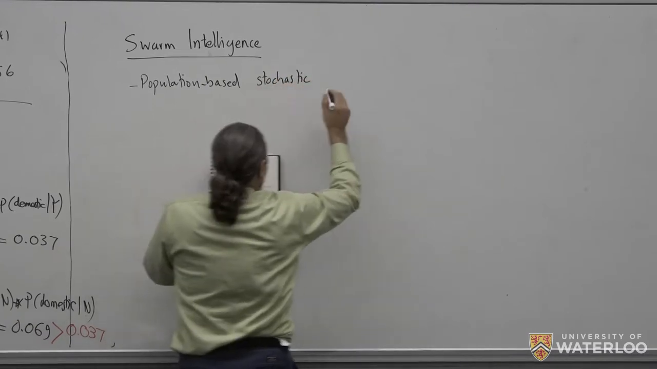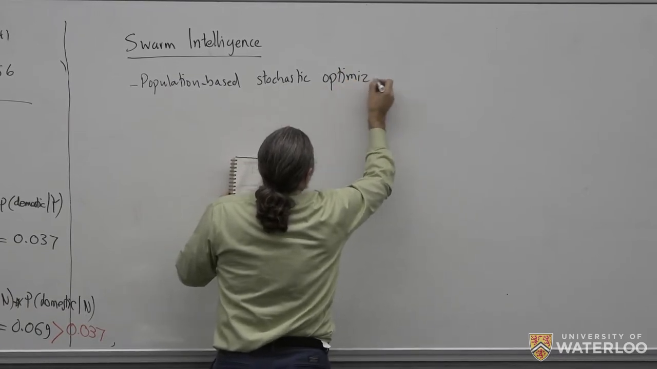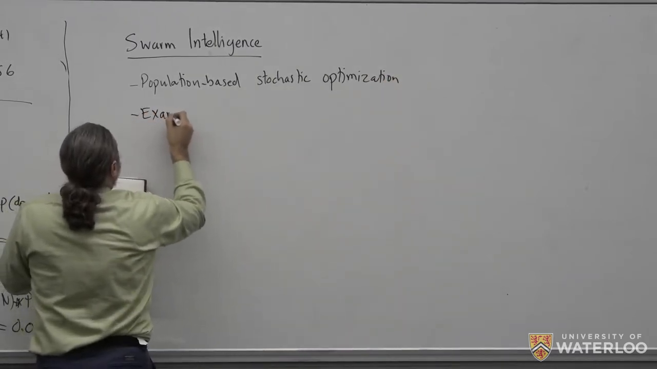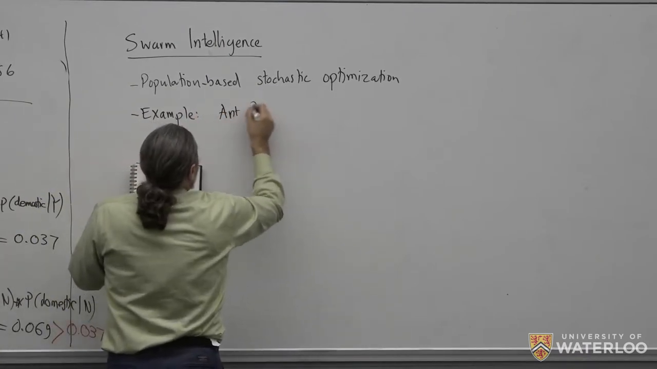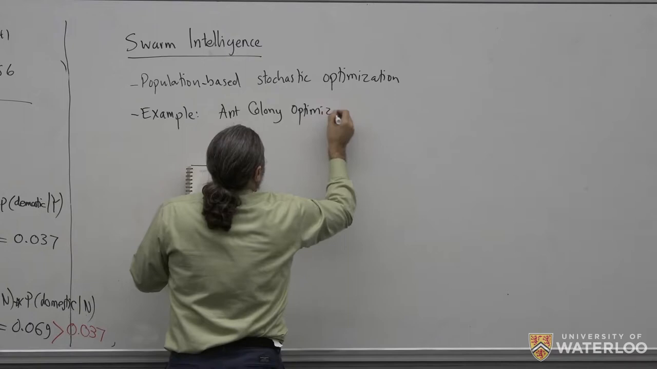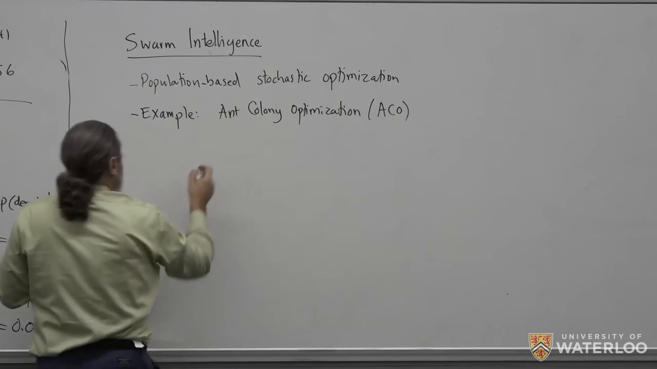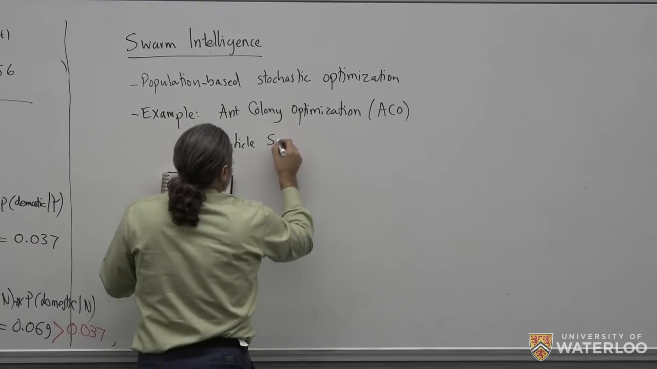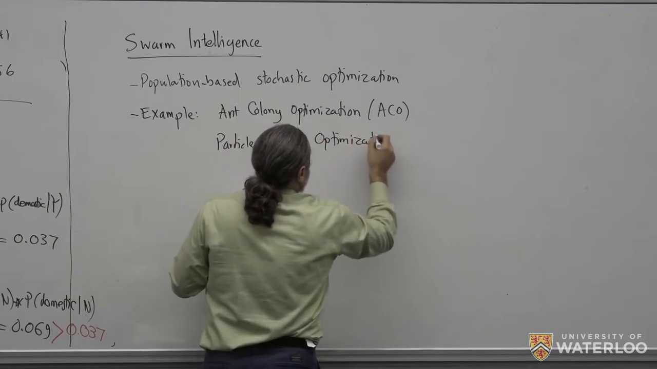So we are done with naive Bayes. I just want to mention one more technique before we close up. Optimization. Example. Ant colony optimization, short ACO, and particle swarm optimization, PSO.